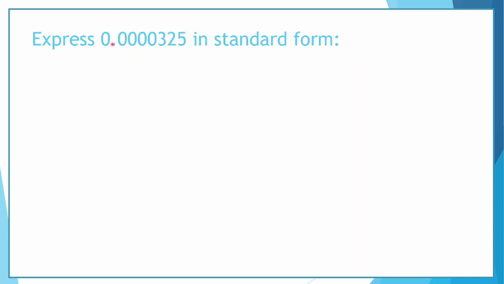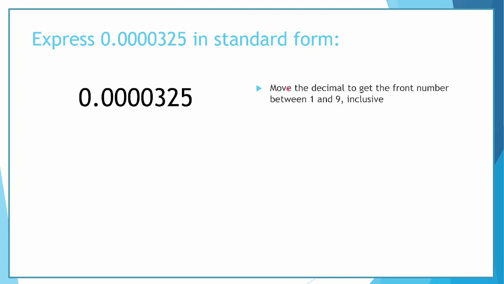So let's look at this example now. Express 0.0000325 in standard form. We're going to follow the same process. We're going to move the decimal point to get this number between 1 and 9. That's going to be the front number of our standard form. This time, instead of moving to the left, which would make the number smaller, we can see that this number is a lot smaller than 1. So we don't want to make this number smaller.